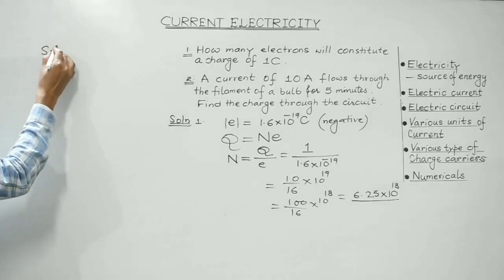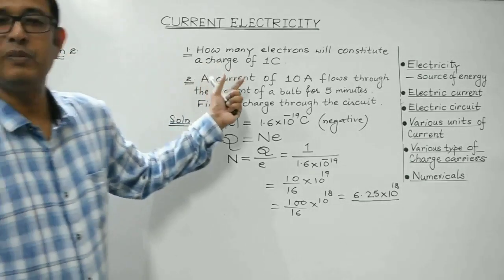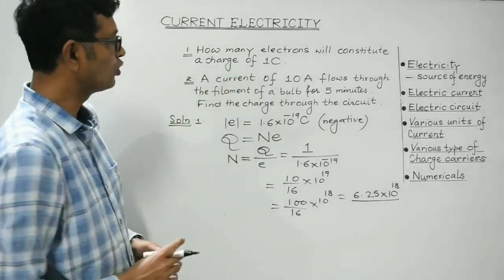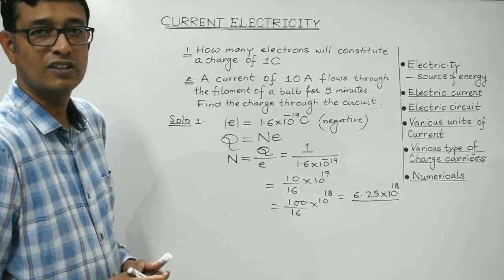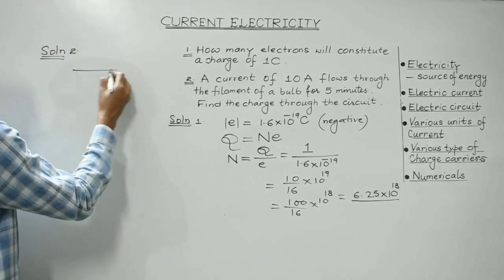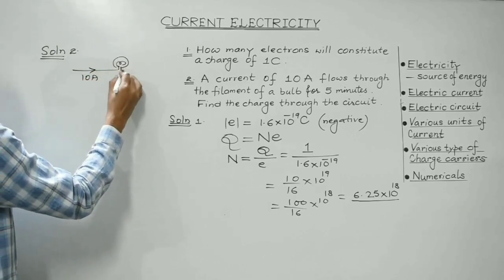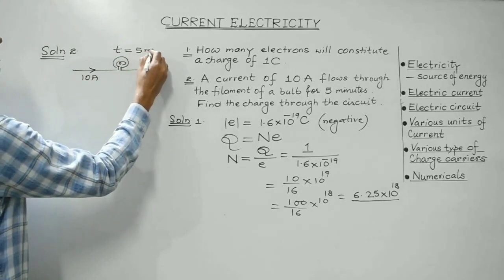Let's discuss the second question. It's a very, very basic fundamental question, right? A current of 10 ampere flows through the filament of a bulb for 5 minutes. Find the charge through the circuit. So this is a circuit and current of 10 ampere is flowing, and this is a bulb and it flows for a time of 5 minutes.